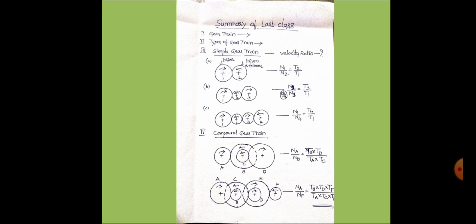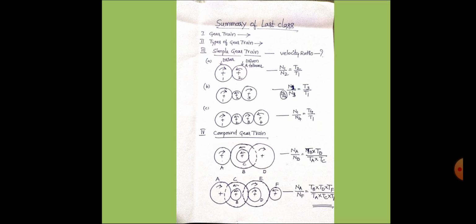For this, simply the velocity ratio is equal to, what is the formula? That is, I said, ratio of speed of the driver. Speed of the driver is N1. Here the driver is gear 1. So therefore N1 by N2, that is the speed of the driven. So N1 by N2 is nothing but the velocity ratio.